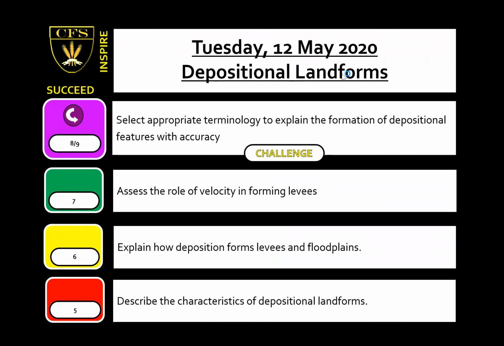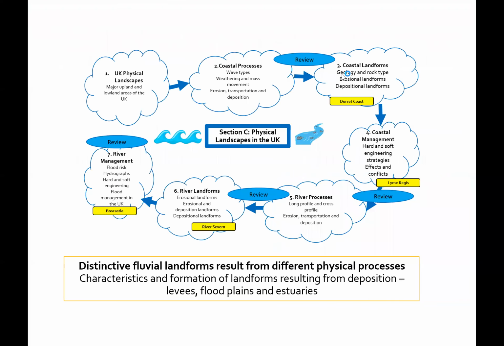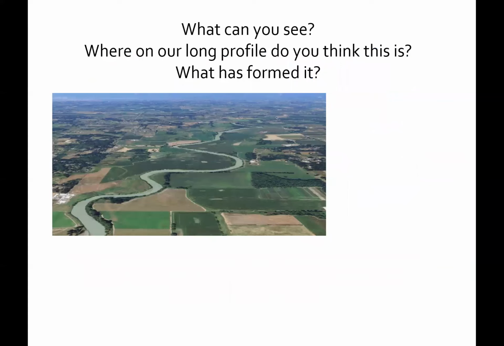So we're now going to look at depositional landforms. Landforms that are made purely by deposition. Once we've done this, next lesson we'll start applying it to a real life example, a real river that has these landforms along it. So in terms of where we are, we're down here, depositional landforms, look at the River Severn, and the landforms we're going to look at are things called levees, floodplains and estuaries. All of them are made by deposition. So have a look at this. What can you see? Where on our long profile, so our journey from our river start to our river's end, do you think this is, and what has formed it?